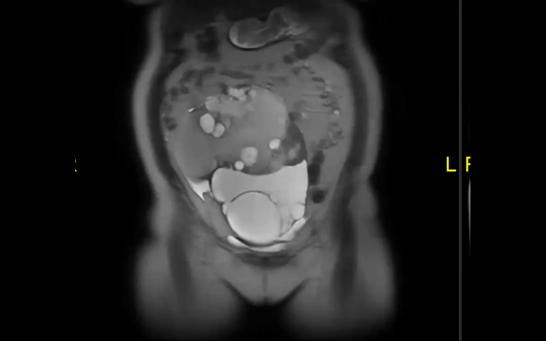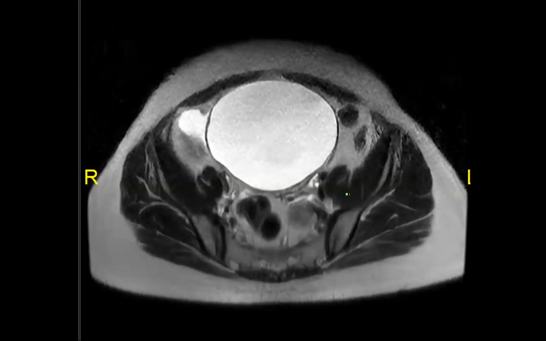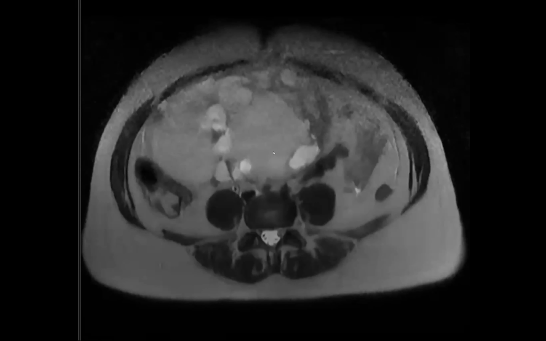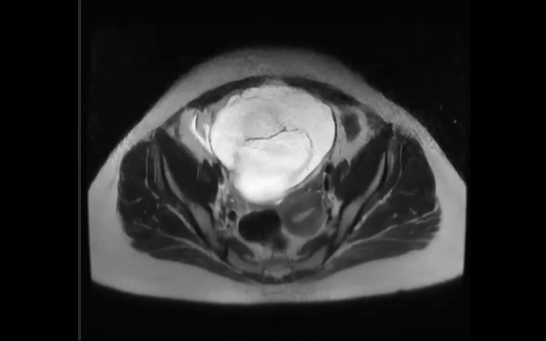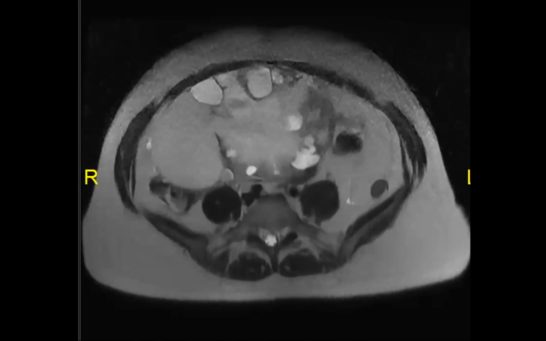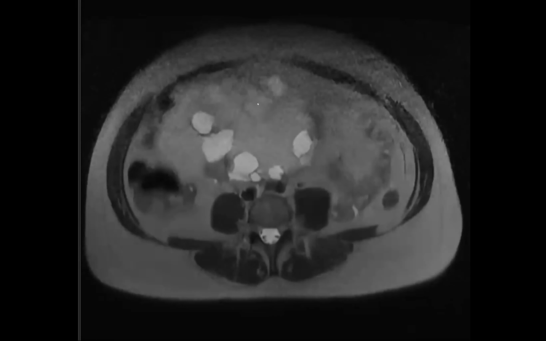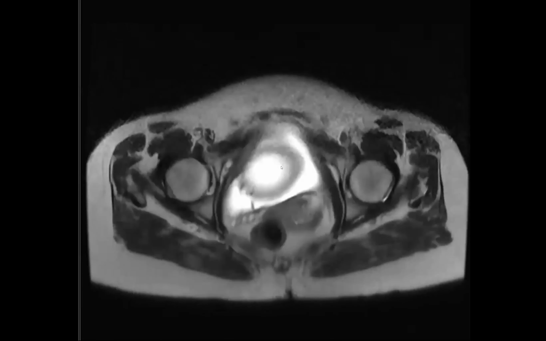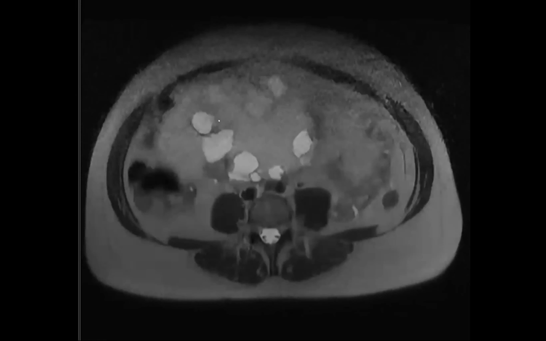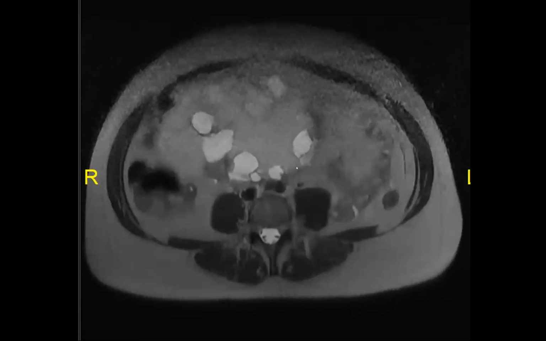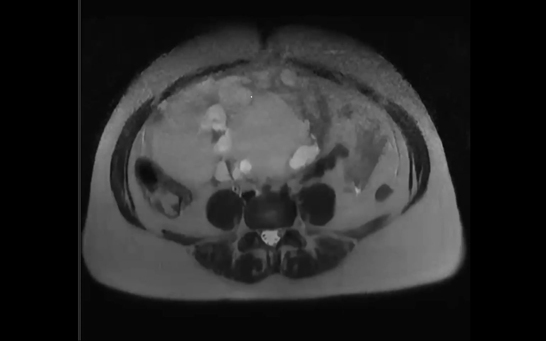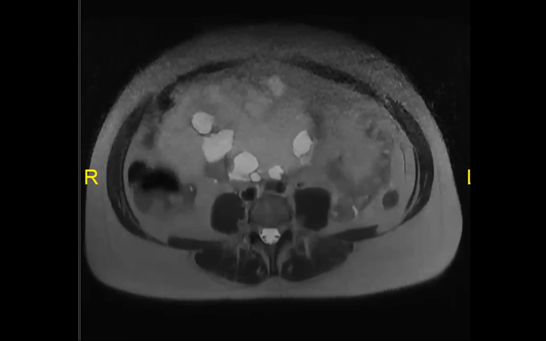Right. So this is again an outside study, so it doesn't have great technique. But the patient comes in with this big... the history is pelvic mass. So you can see that the patient has this big mass, right? And parts of it are cystic, there are septations, part of these are intermediate signal intensity. And what caught my attention were these peripheral cystic things.